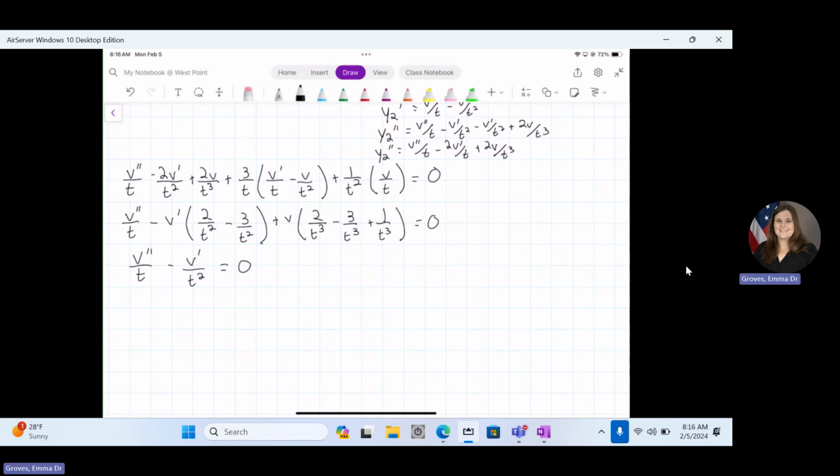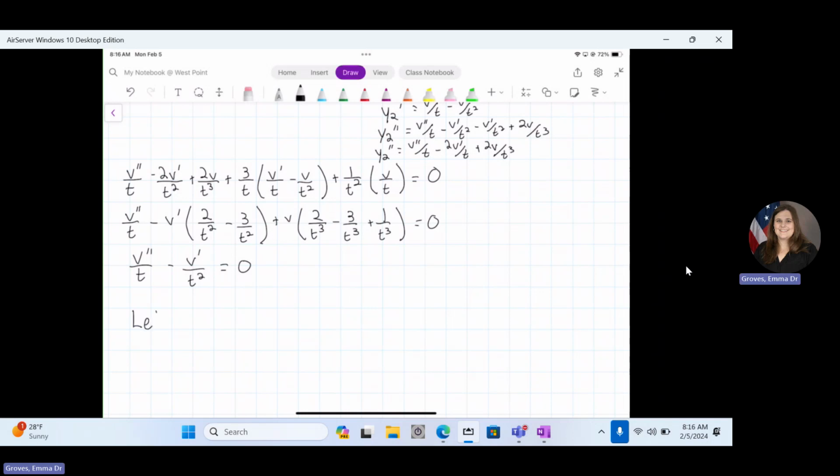So it looks a lot simpler, but I still need to find v. That's the goal. Any thoughts? We're going to use a very fun trick of just renaming things. Yay! More letters to keep track of.